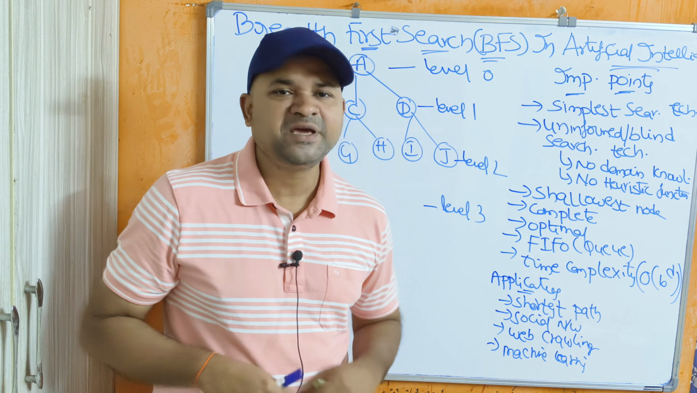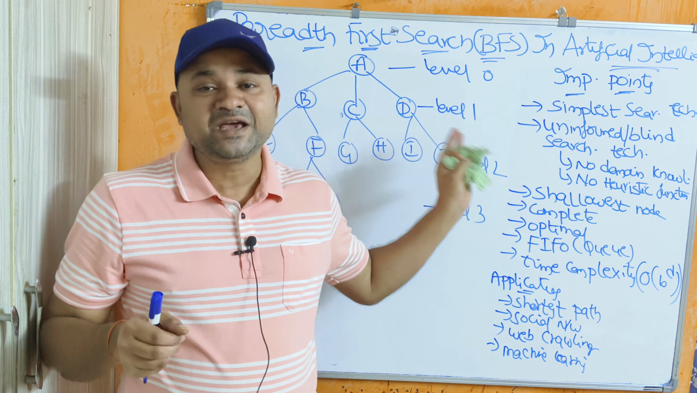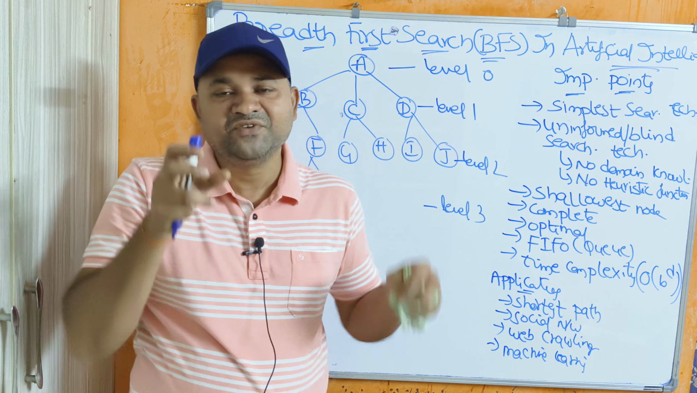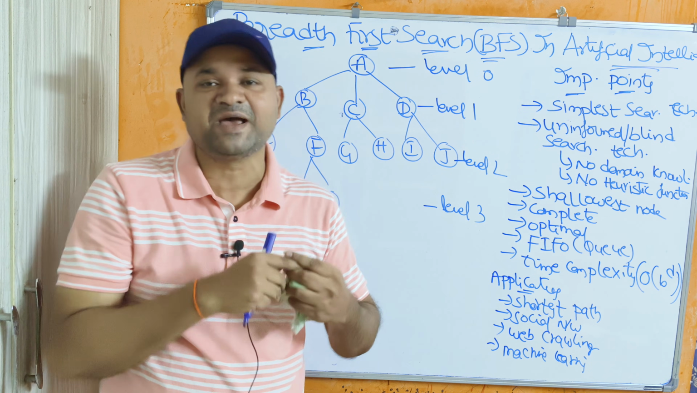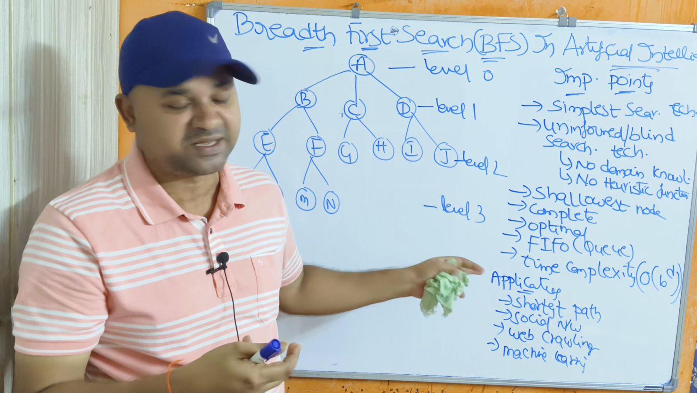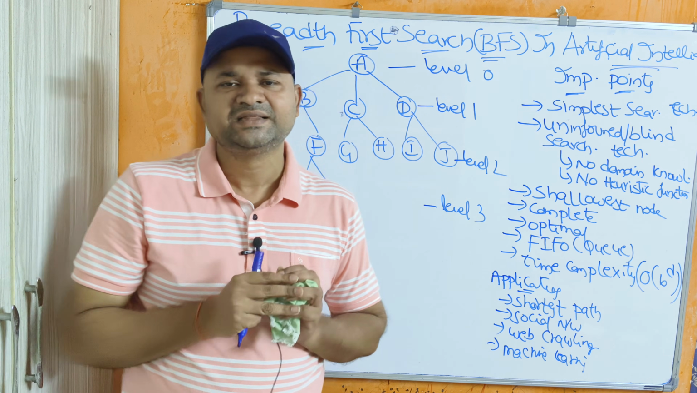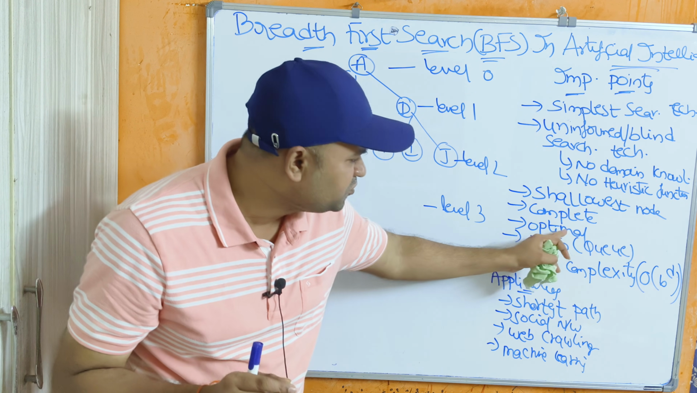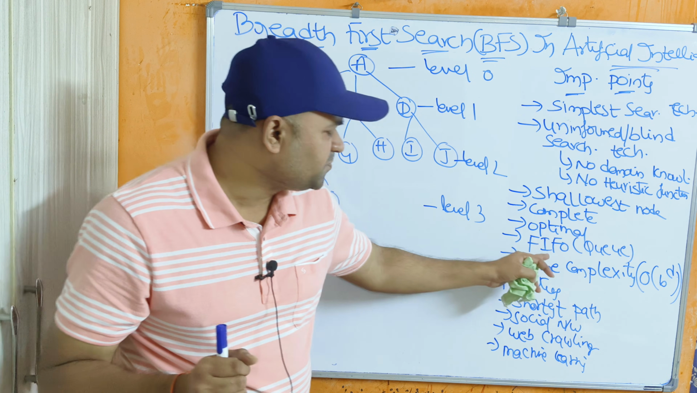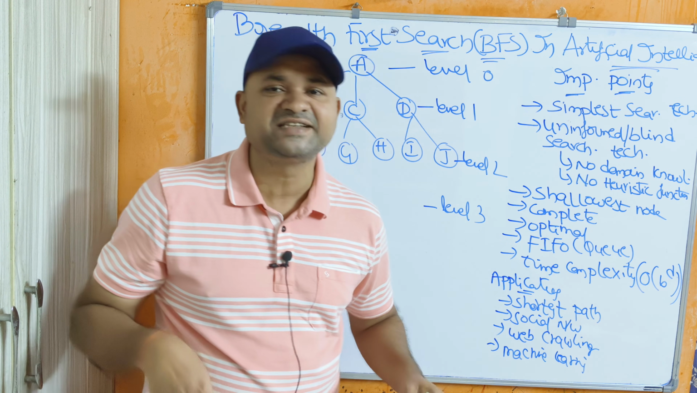Next point, BFS is optimal. When we have multiple paths, then BFS will find the minimum path, in which we get the goal node in a faster manner. So with the minimum number of edges, to find the best path, we use BFS. If we have multiple paths, the BFS algorithm will produce the minimum path for the goal node.